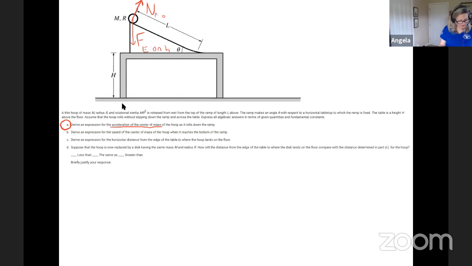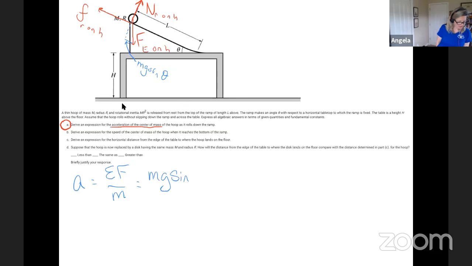Normal of the ramp on the hoop. And then we have friction of the ramp on the hoop. Those are the three forces that are acting. And I broke the Earth's force into components. So this component here would be mg sine theta. So I did acceleration equals sum of forces over mass. The force down the incline is mg sine theta, and the force up the incline is friction.